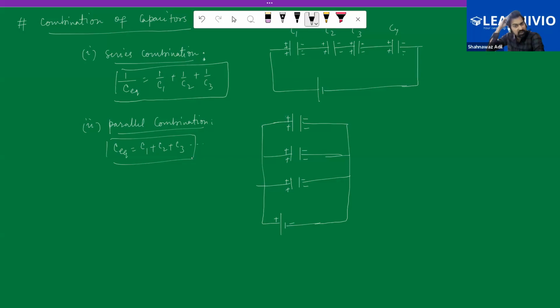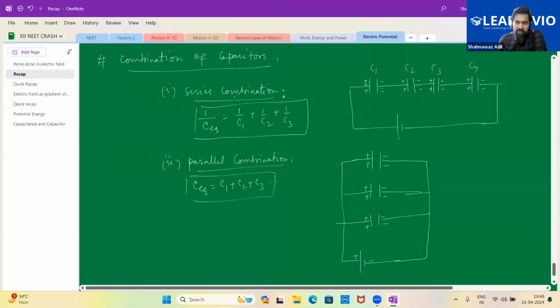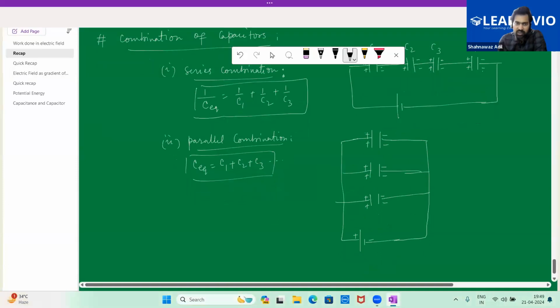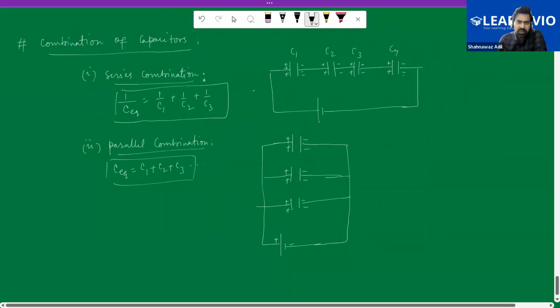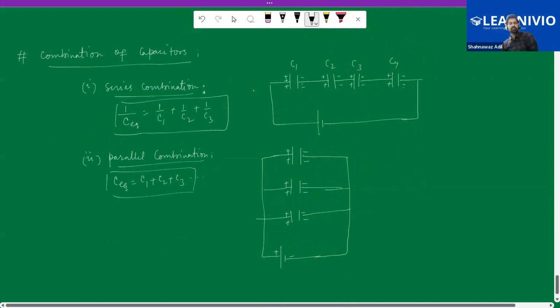So this is all about the electric potential chapter. We'll do some questions using this idea. Just quickly note down this part, and then we'll do some questions. Quickly note down these things, and then we'll do some questions.